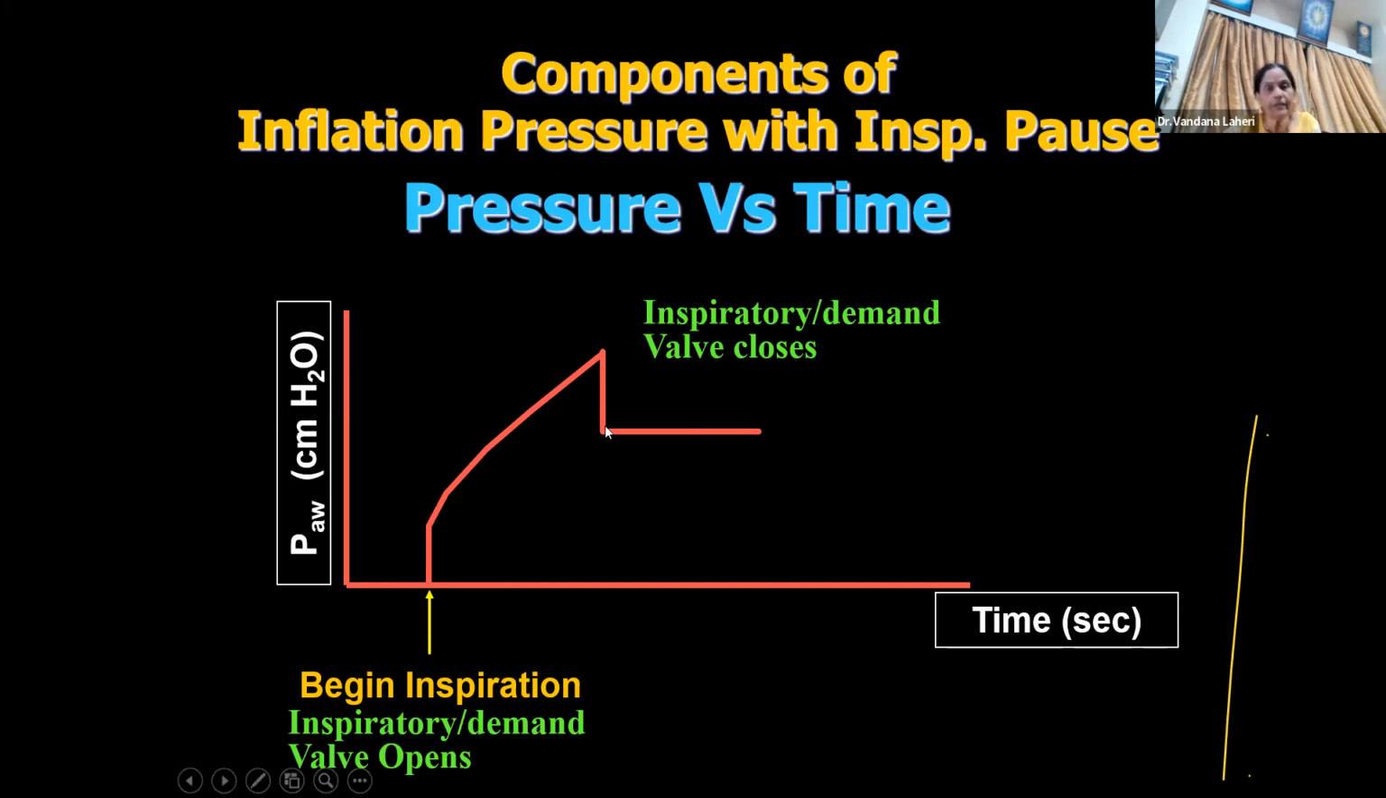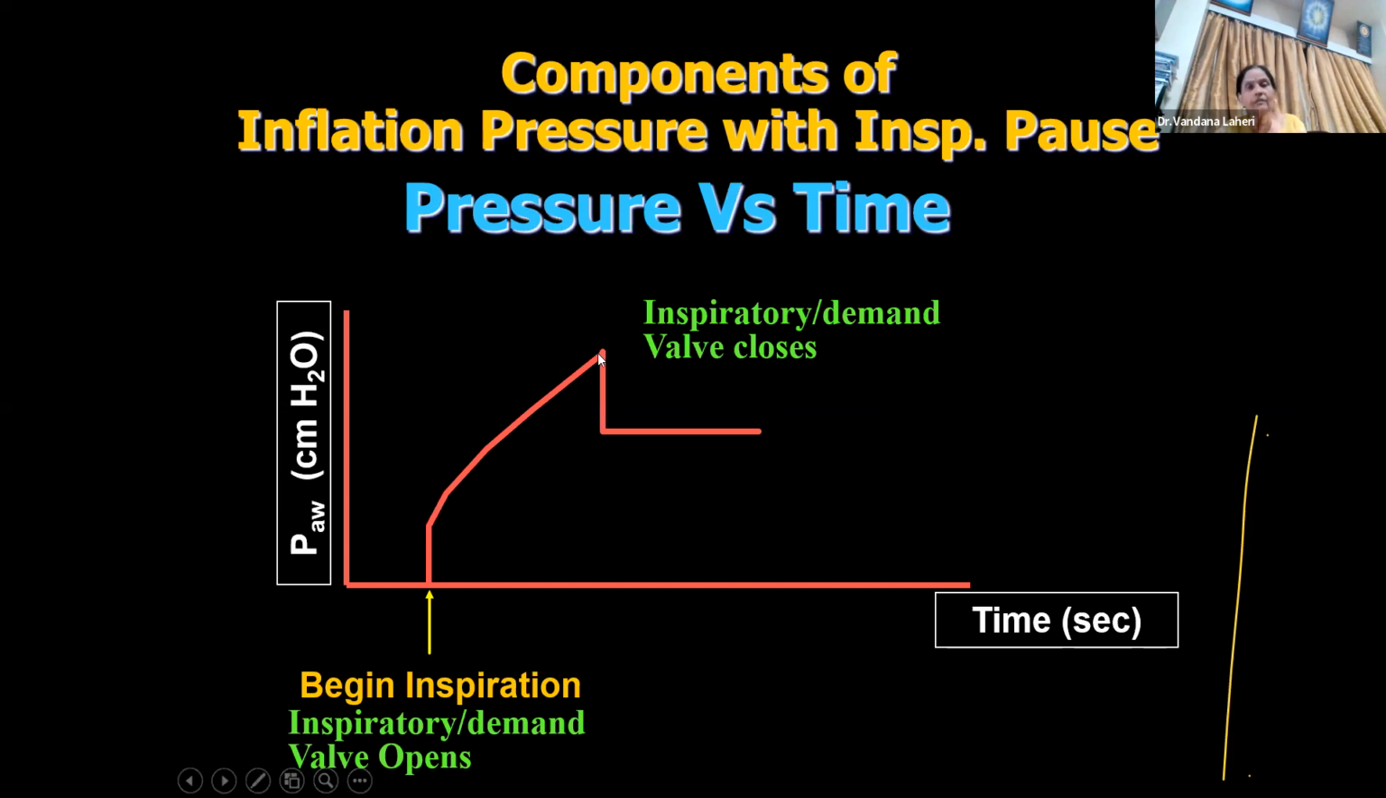I have kept inspiratory pause on the ventilator. So what will happen during that? There is zero flow. When the flow is not there, obviously the pressure doesn't rise. But why does the pressure fall? Because this is the component of airway resistance. Because the airways are narrow, so much pressure goes in overcoming the airway resistance.